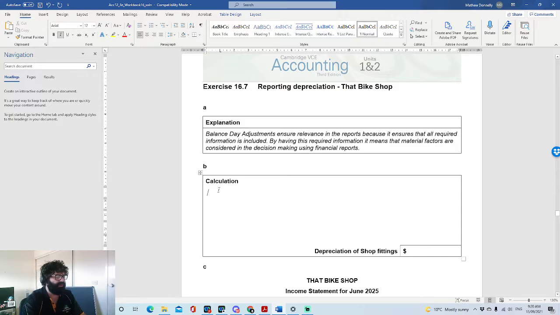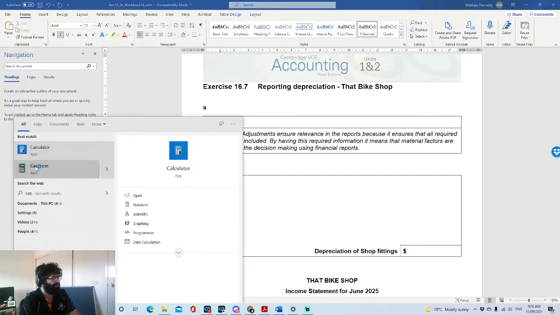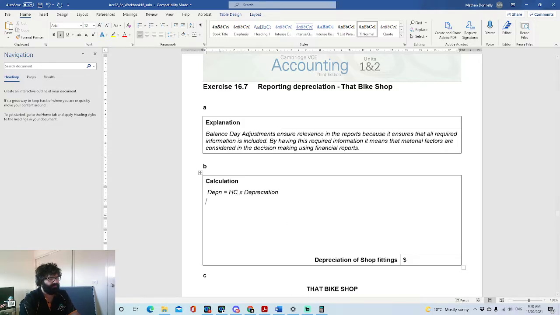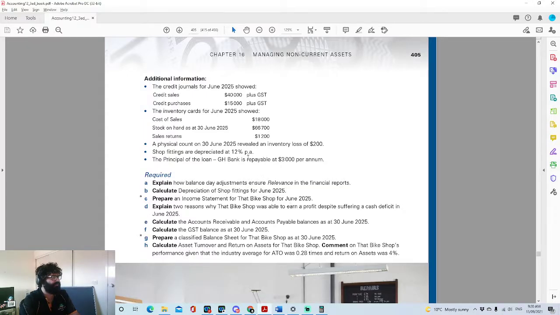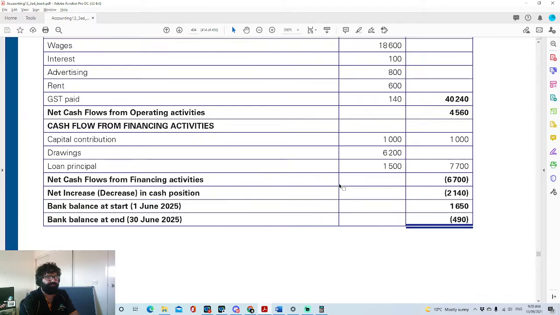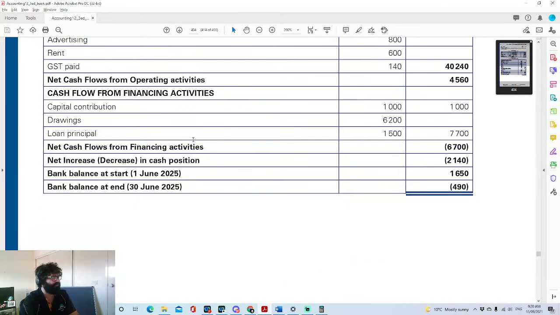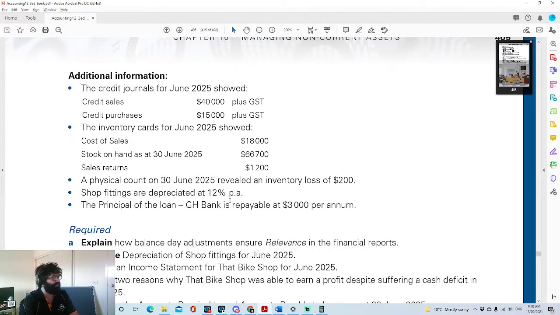B, depreciation on shop fittings. We're going to calculate the depreciation. So depreciation equals historical cost multiplied by the depreciation rate. I'll bring up my calculator. It's 50,000 because we've got that below. We see it's 50,000 multiplied by 12%.